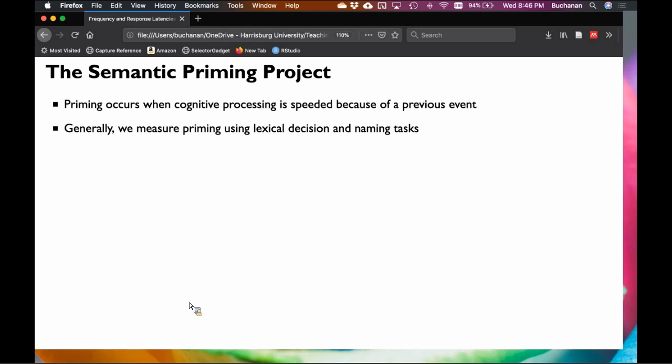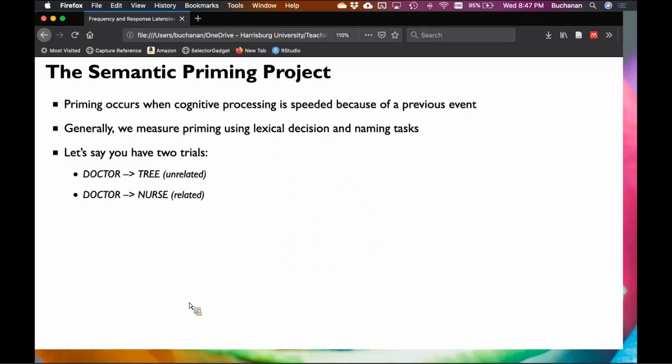Okay. And we use lexical decision and naming tasks to measure priming. And what you do is you manipulate the types of trials. So this is what that little study we just did actually does. If I saw doctor and then I saw tree next, those two words are unrelated, unless you've read these slides 1,000 times. If I saw doctor and then I saw nurse, those are semantically related. And then we have our nonsense word trials.